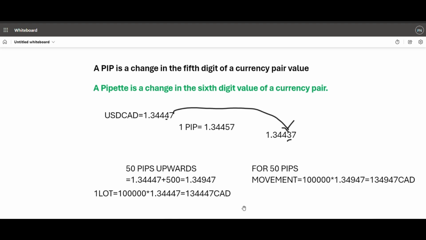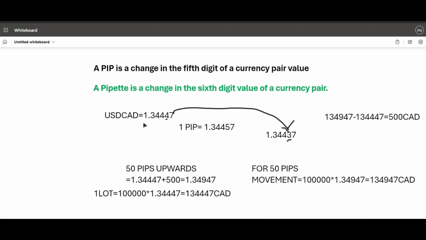So how do you calculate your profit now? The profit is calculated, sorry about this, but we have to make use of this board, as 134,947 minus 134,447. What would that give you? If you do the subtraction, it will give you 500 in CAD. So just that 50 pips movement using 1 lot sizing gave you 500 Canadian dollars on this currency pair.